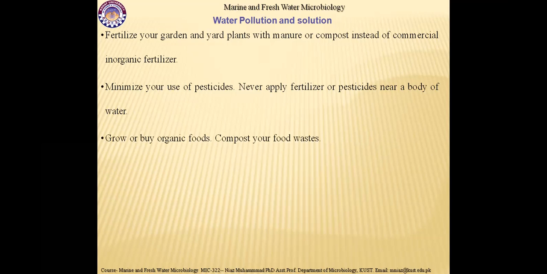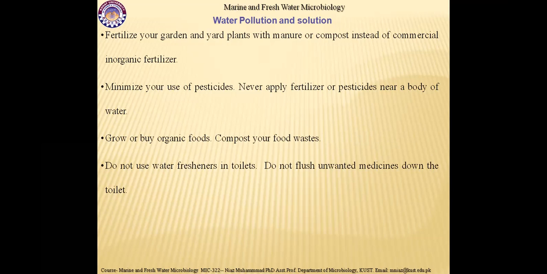Grow or buy organic food. So we should go for nature, grow or buy organic foods. Compost your food waste. Whatever food remaining material is there, either vegetable or any organic material, before disposing into the environment, we should convert it into compost and use it as fertilizer for our soils.